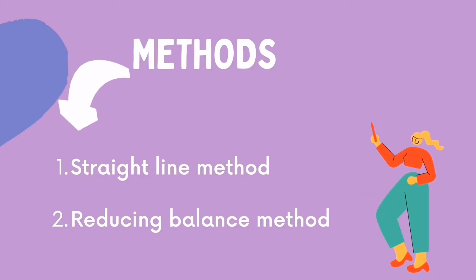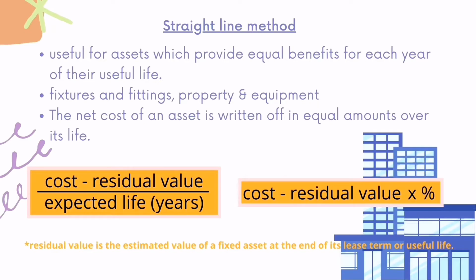There are a few methods to calculate depreciation: straight line method and reducing balance method. Let's look into the straight line method first. This method is useful for assets which provide equal benefits for each year of their useful life, such as fixtures and fittings, property and equipment. So the net cost of an asset is written off in equal amounts over its life.